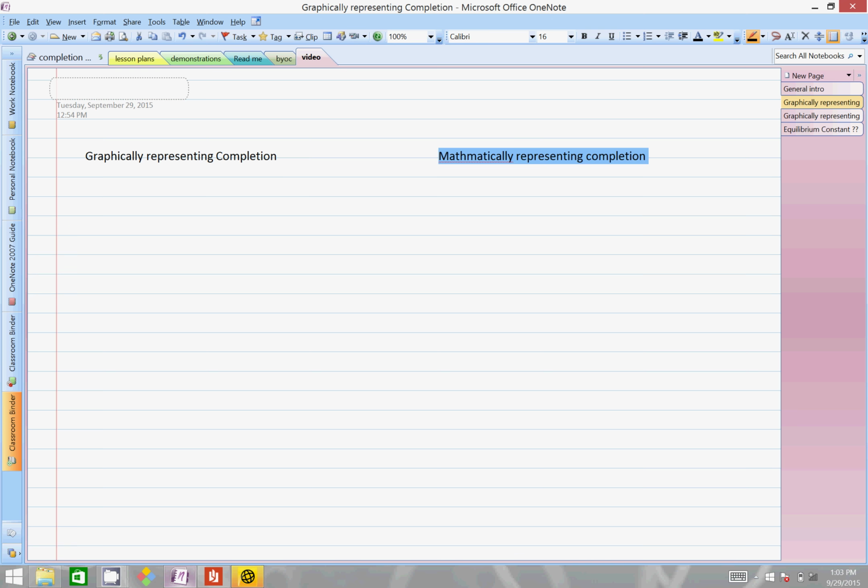What does it mean to go to completion? Again, this is our typical combustion reaction. Let's do a math example of this, because this is really what we know from regular chemistry. Let's do a combustion example with methane: CH4 plus O2 yields carbon dioxide and water.